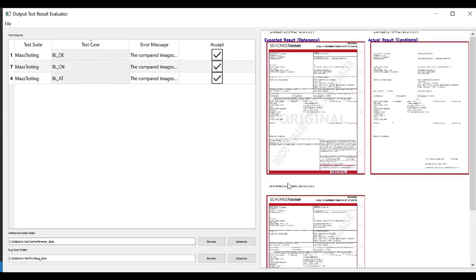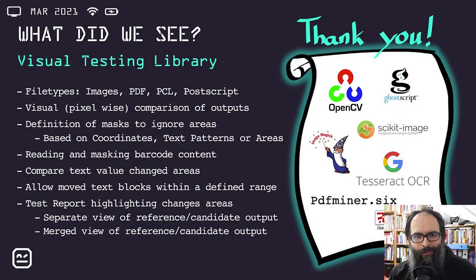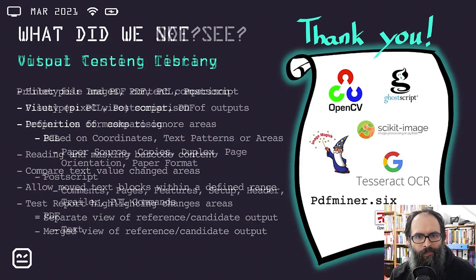So that's the last thing I wanted to show. Thanks a lot. Okay, quick wrap up. What did we just see? So we saw mostly the visual testing library, how you can use it to compare images, PDF files, and how you can use it for visual testing of your websites. And we showed the possibility how you can ignore certain parts of your documents via masks and how you can accept minor changes like moved text blocks.